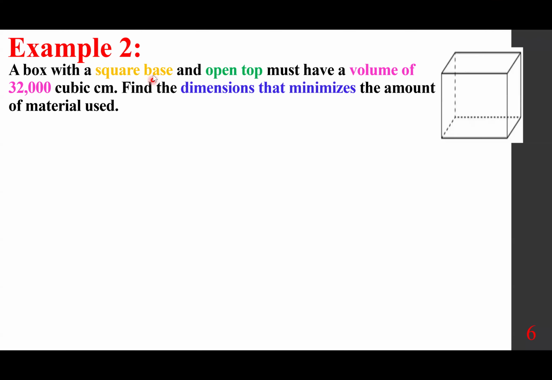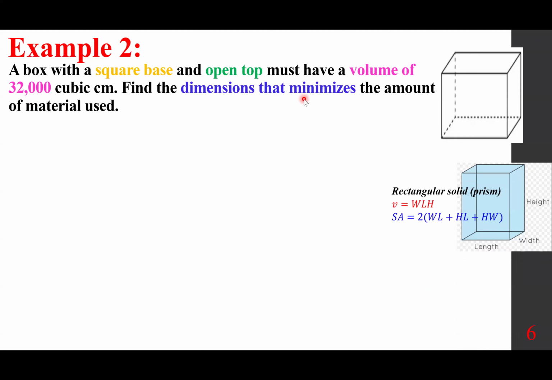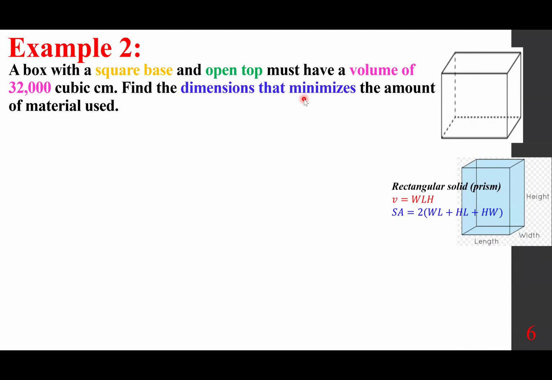A box with a square base and open top must have a volume of 32,000 cubic centimeters. Find the dimensions that minimize the amount of material used. So what do we need to know? Again, from algebra, geometry, you name it. You should remember this is called a rectangular solid or prism. The volume is the width times the length times the height.